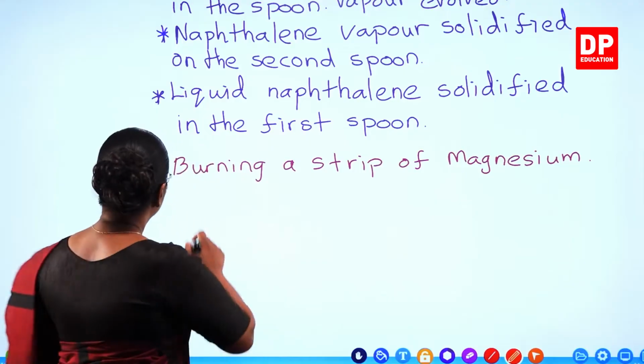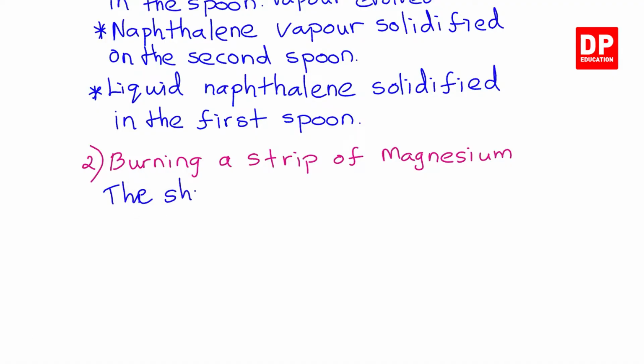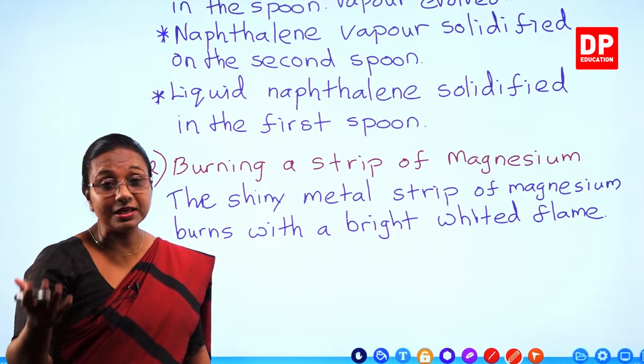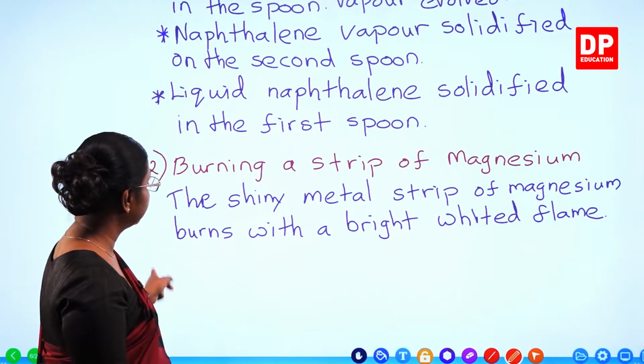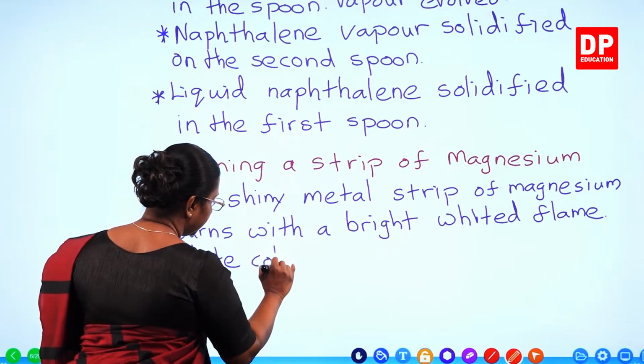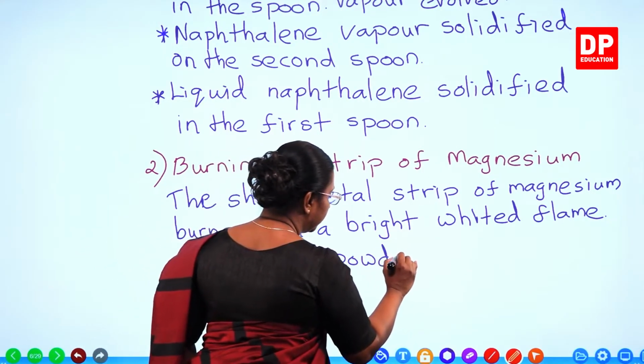That was the observation. The shiny metal strip of magnesium burns with a bright white flame. I have written it as burns, but it actually burnt. You were able to see it. The shiny metal strip of magnesium burns with a bright white flame, and we get a white color powder remained.